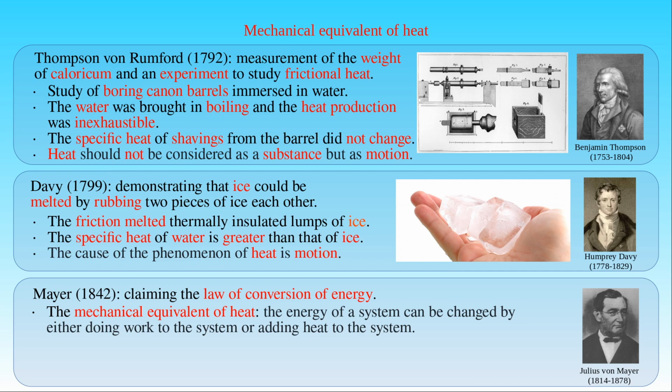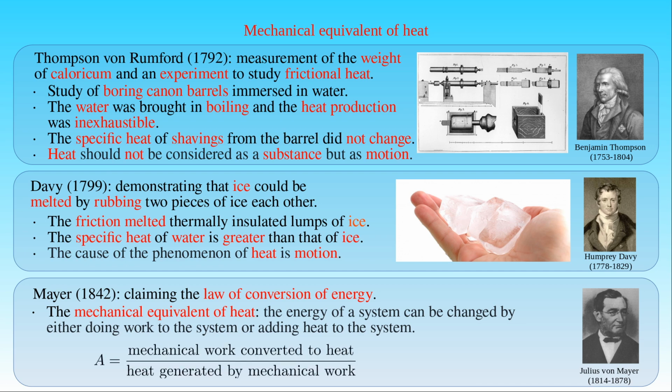Therefore, the mechanical equivalent of heat is defined as the ratio of the mechanical work converted to heat, to the heat generated by the mechanical work, and it is often denoted by the letter A. We can see from this definition that the unit of the mechanical equivalent of heat is Joule divided by calorie. Meyer calculated the conversion factor between mechanical work and heat, although his result was somewhat different from its real value, due to the inaccurate data used in the calculation.